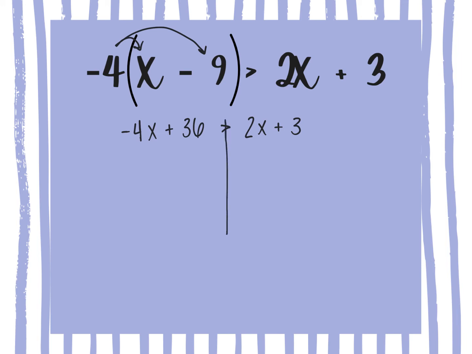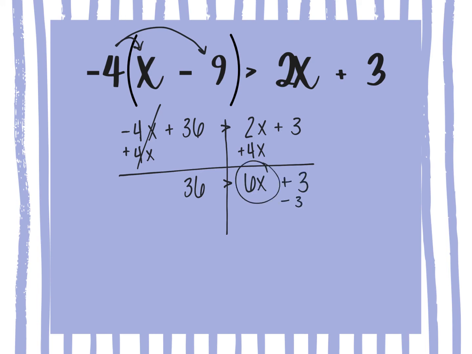Now again, I need to get my variables together, so I will use an opposite operation, and I'll actually add this 4x because it was a negative x. And a negative and a positive are opposites. That's what gives me the 0 on the left-hand side. I'm left with 36 on the left-hand side. I keep my symbol the same. I've got 6x and then 3. From here, I want to isolate that term with a variable, so I'll subtract 3 from both sides, giving me 33. And then I'll divide by 6 on both sides.